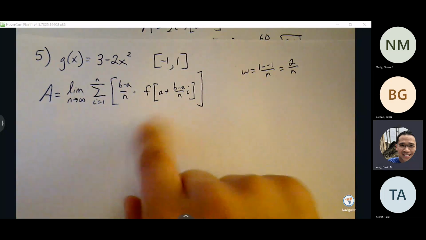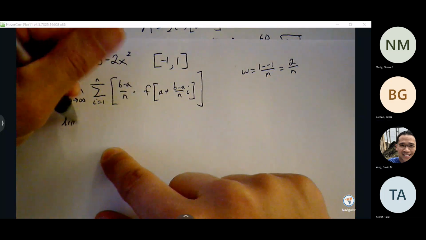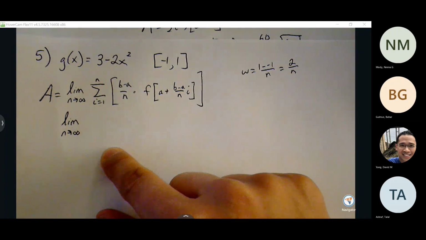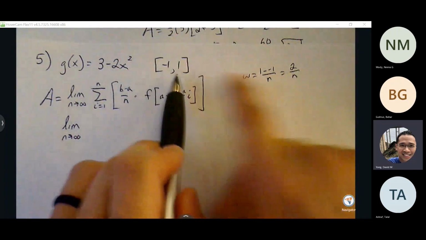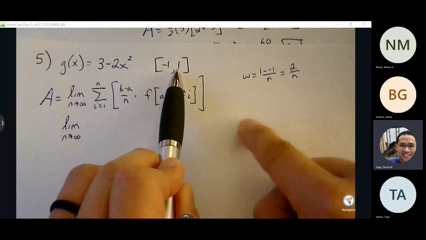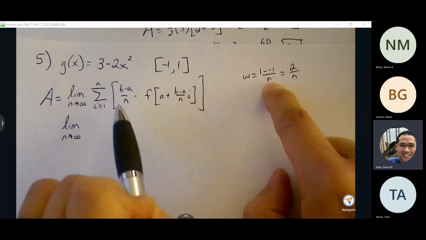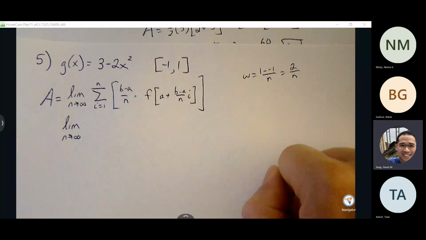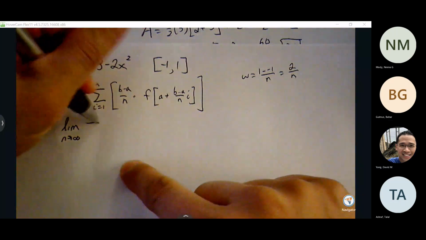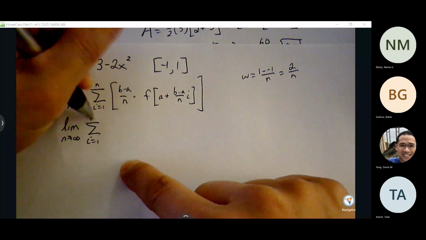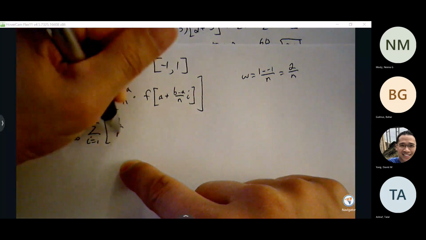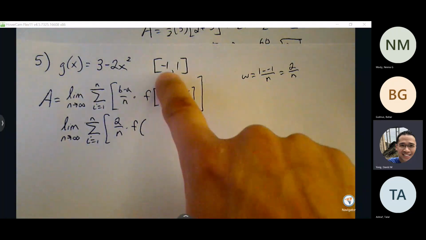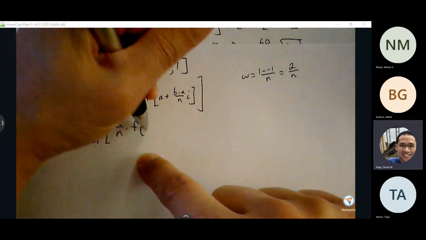Now start putting into our limit definition. It's going to be b minus a over n. So width is 1 minus negative 1 over n, which is 2 over n. Right? We do b minus a. Okay, my a value is the left endpoint there, so negative 1.